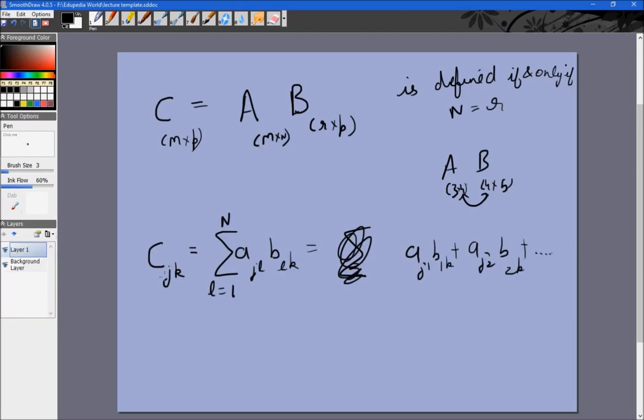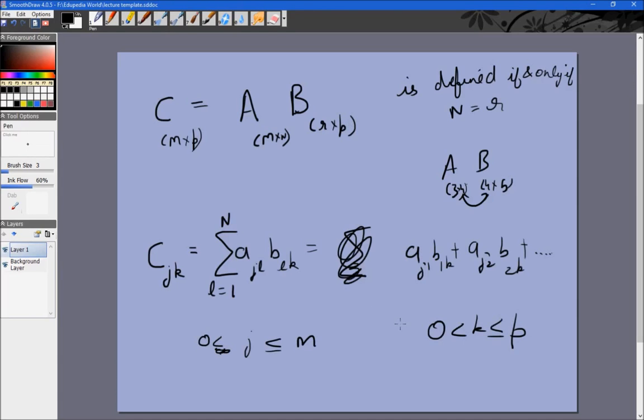So the entry in the jth row and kth column of the product is not AJK multiplied by BJK, which is what you would expect if you were just following the previous patterns. It is the sum of AJL BLK. What is AJL? It is all the entries in the jth row. L keeps changing, but J is constant. So CJK means take all the entries in the jth row, multiply them with the corresponding entries in the kth column, and add them up. Here J lies of course between 0 and M, and K lies between 0 and P.